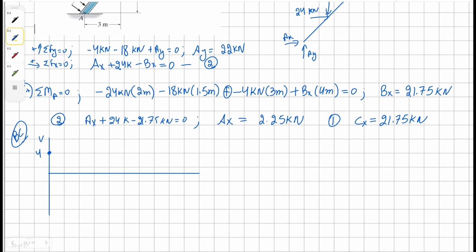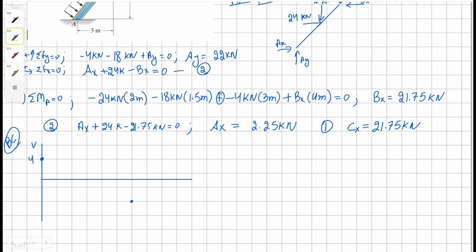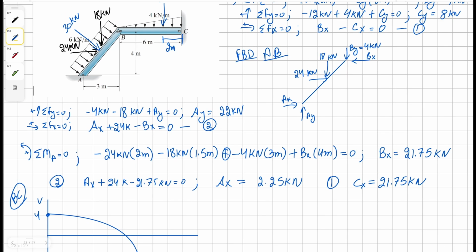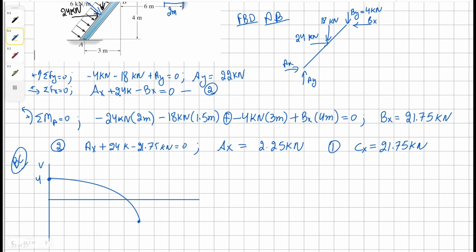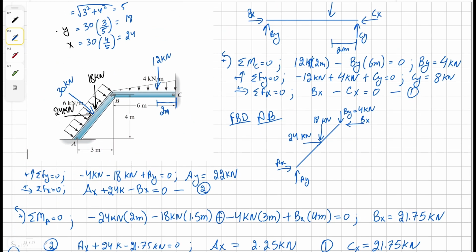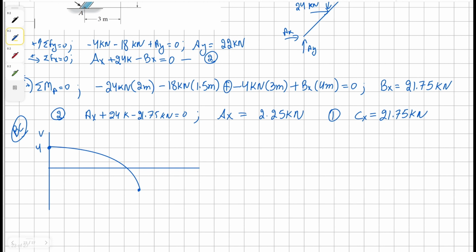And we're going to go 12 kilonewtons downwards over the distance of 6 meters. And our curve is going to look something like this, concaving downwards because it's negative increasing. And then we have an external reaction force of Cy, which is 8, and we're going to go up 8 to 0.